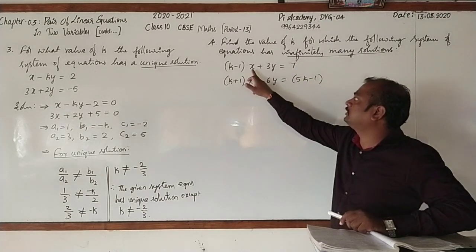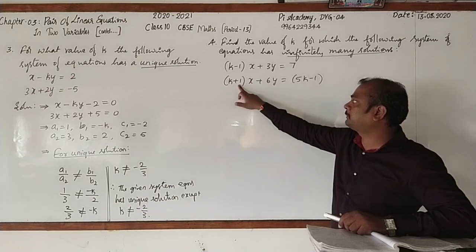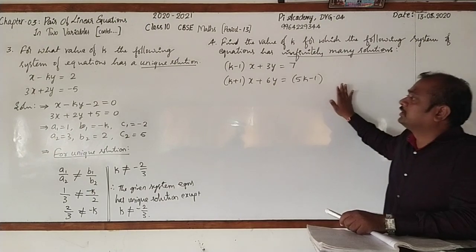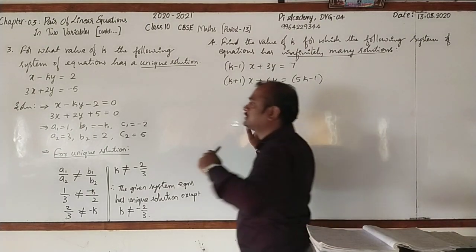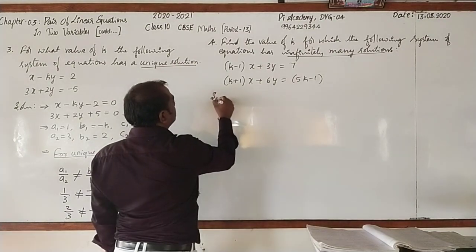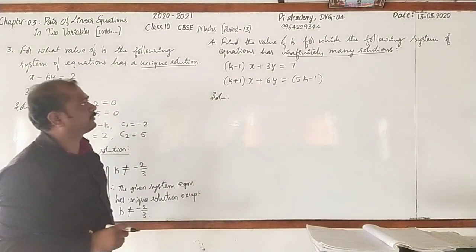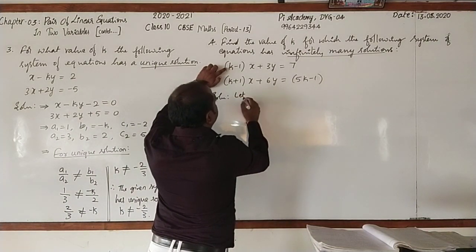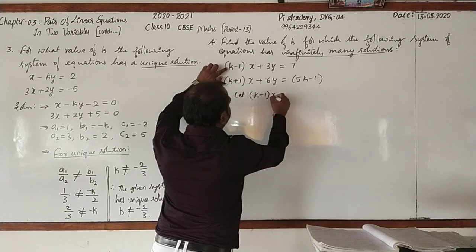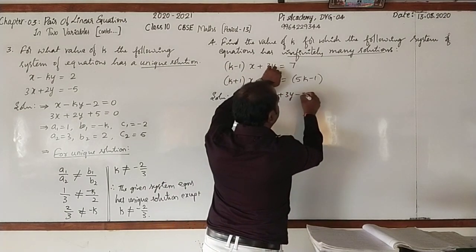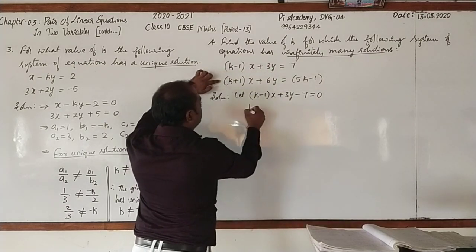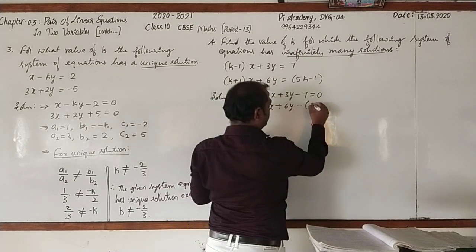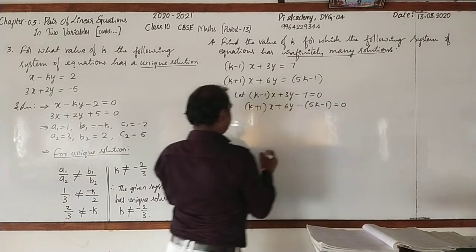It is k minus 1 into x plus 3y equal to 7. k plus 1 into x plus 6y equal to 5k minus 1. Clear? Yes. Please go for writing this. Then after writing, start writing with me. Let's go for finding the solution. Yes, first we have to write them in standard form. k minus 1 into x plus 3y, transfer 7 to the left hand side, becomes minus 7. Then k plus 1 into x plus 6y, it is minus of 5k minus 1 equal to 0.